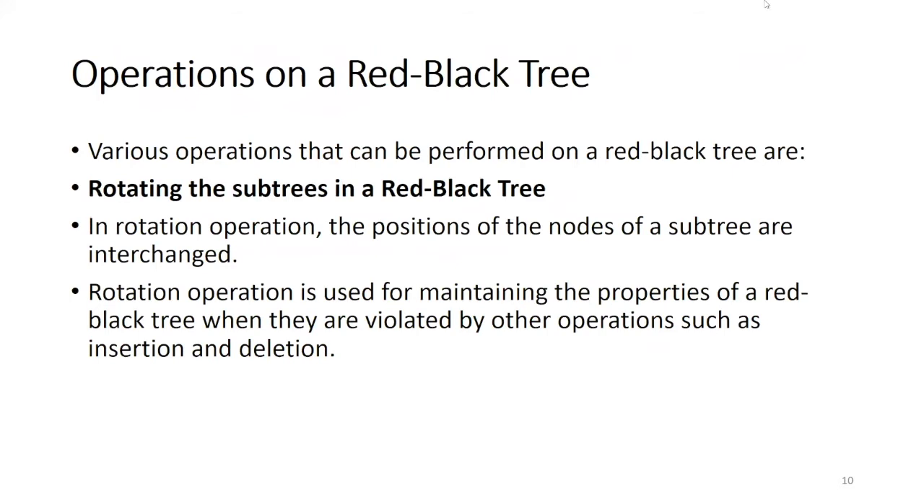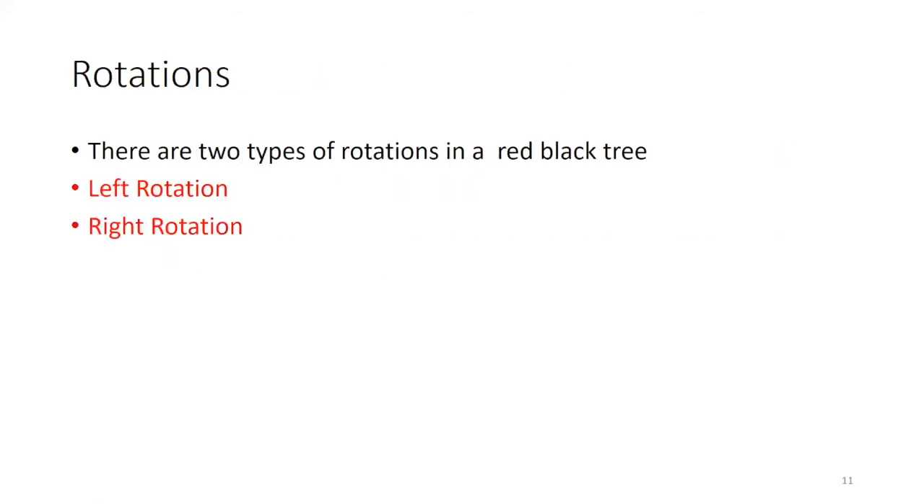Operations on a red-black tree. Various operations that can be performed on a red-black tree include rotating the subtrees. In the rotation operation, the positions of the nodes of a subtree are interchanged. Rotation is used for maintaining the properties of a red-black tree when they are violated by other operations such as insertion and deletion. Now, what is rotation? There are 2 types of rotation: left rotation and right rotation.